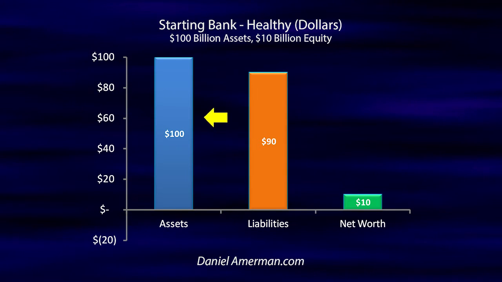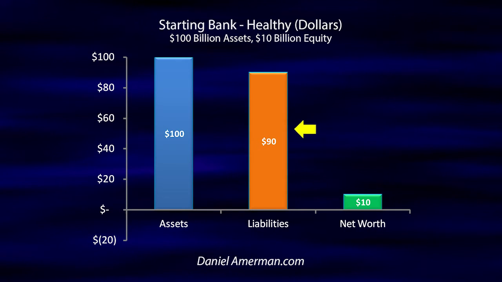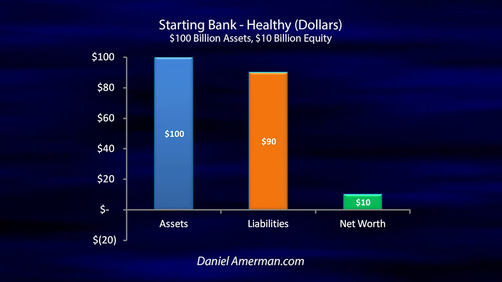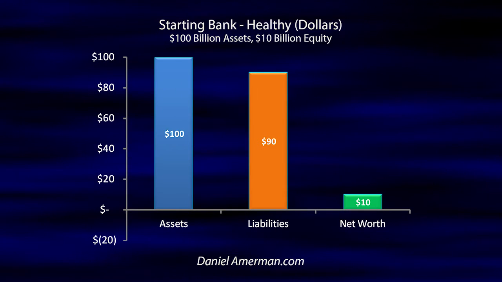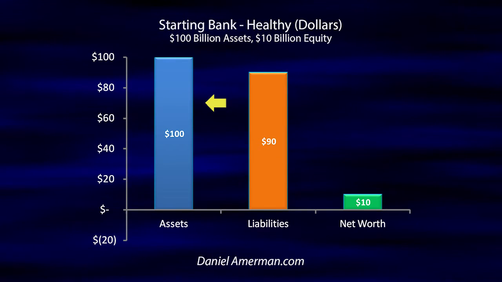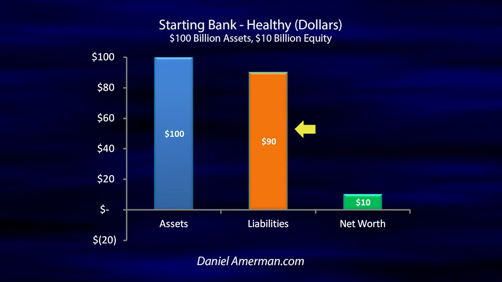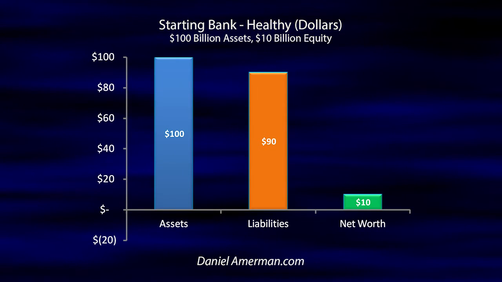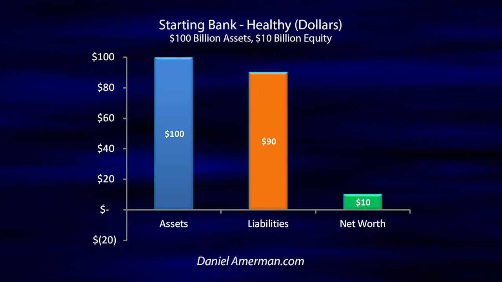So we're going to assume $100 billion in assets and $90 billion in liabilities. And while banks aren't really the same as our individual net worths, the process is similar. We start off with the total assets, $100 billion. We subtract total liabilities of $90 billion, and we're left with a $10 billion equity or net worth.